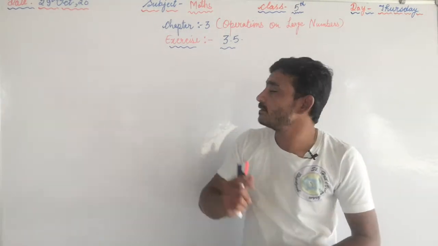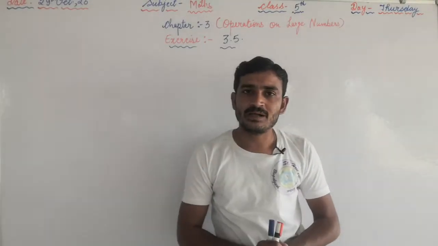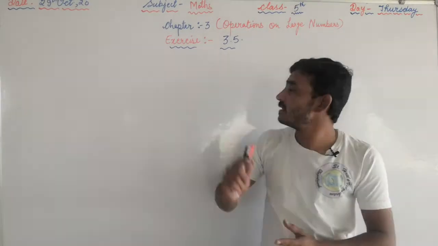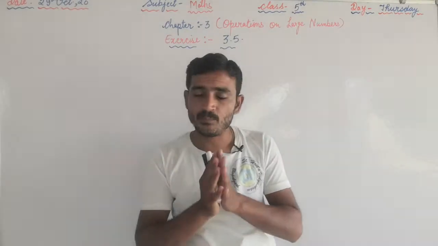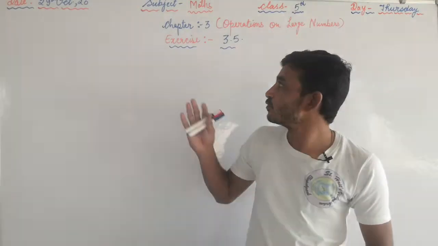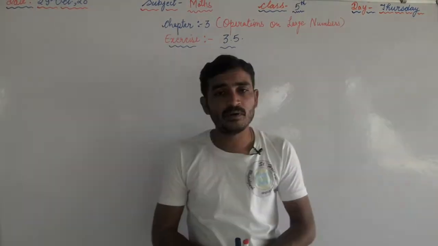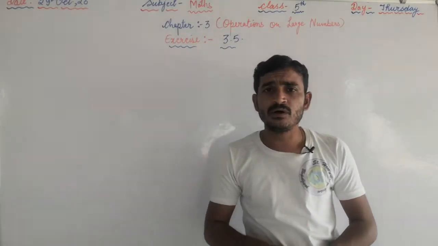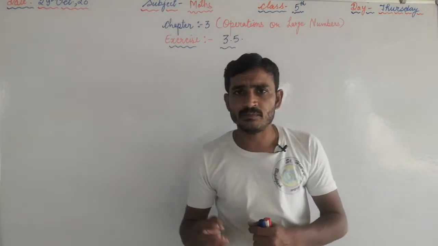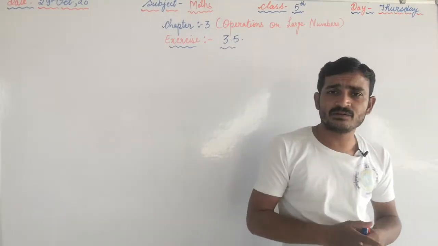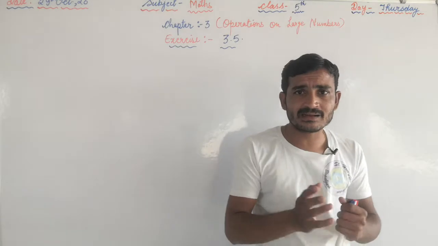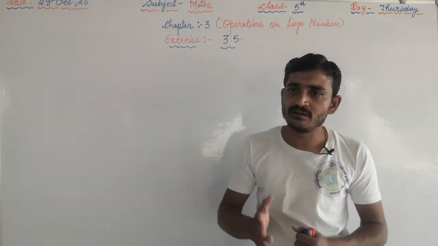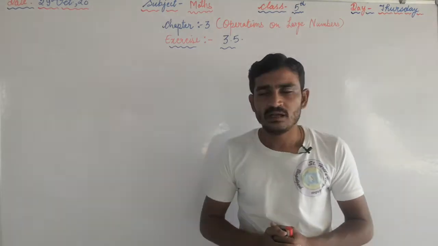Here we are in chapter number 3, that is operations on large numbers. Today, before starting our exercise 3.5, we are going to discuss an important formula which helps to solve the questions in exercise 3.5. Suppose a question has all the operations: multiplication, division, addition and subtraction, and brackets are also there. Then how do we solve that type of question? That we are going to discuss in today's lecture.